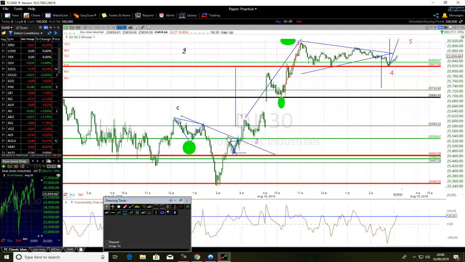So why? Because my third wave is subdivided into 5 minor waves. So this is the first minor wave of my third wave, the second minor wave of my third wave, this is the third minor wave of my third wave, this is the fourth minor wave of my third wave, and this is the fifth minor wave of my third wave. So it is clear to me that the last segment of that third wave is the fifth minor wave of the third wave.